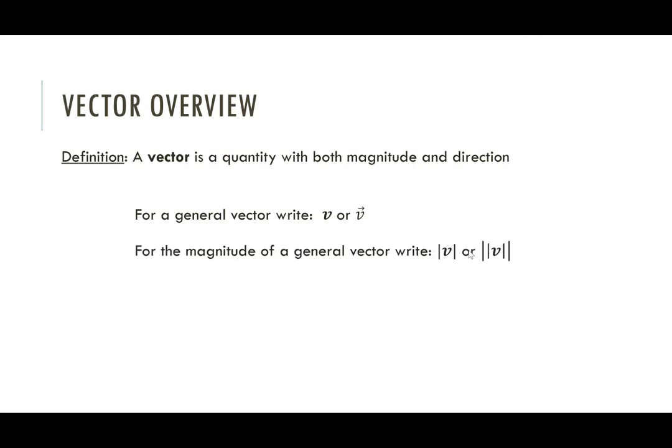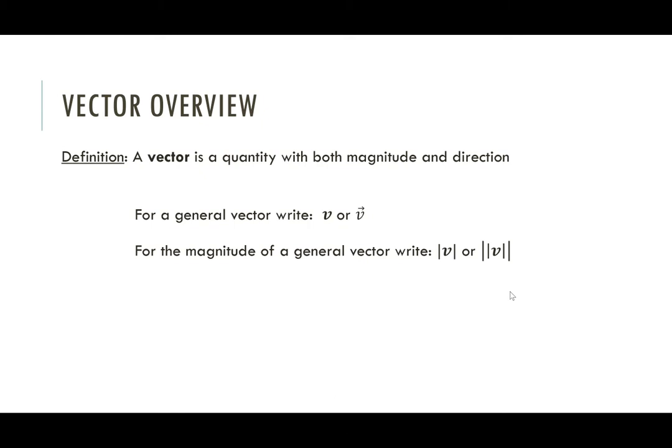Then also just the magnitude of a general vector. We would take the vector, say bold-face V, and put absolute value signs around it. Or because the absolute value signs are already used for absolute value, some textbooks like to have double bars around it. And I think your textbook likes the single bars, but you would see both in the wild.